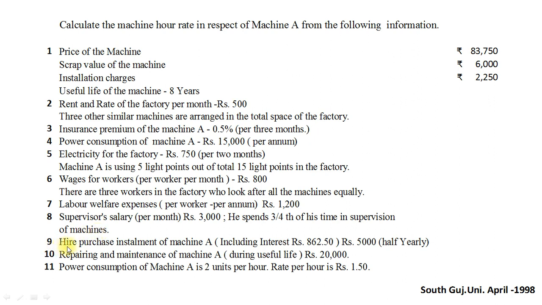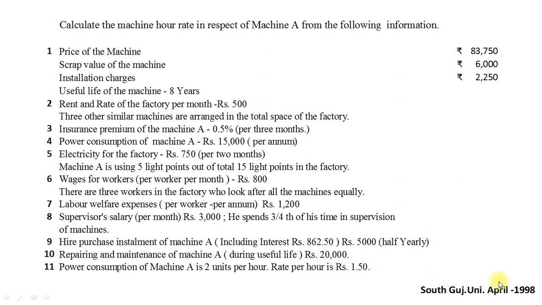Number 9. Hire purchase installment of machine A including interest rupees 862.50 and the installment amount is rupees 5,000 half yearly. Number 10. Repairing and maintenance of machine A during useful life rupees 20,000. And number 11. Power consumption of machine A is 2 units per hour. Rate per hour is rupees 1.50.